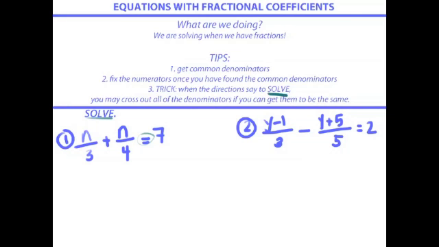So first thing that I would do for this is get common denominators. So let's look at the denominators. In number 1, I have a 3, I have a 4, the 7 doesn't have one written, but remember that when no denominator is written, we know that it's always 1, okay? So looking at these 3 denominators, the common denominator between them, hopefully you see, is 12.